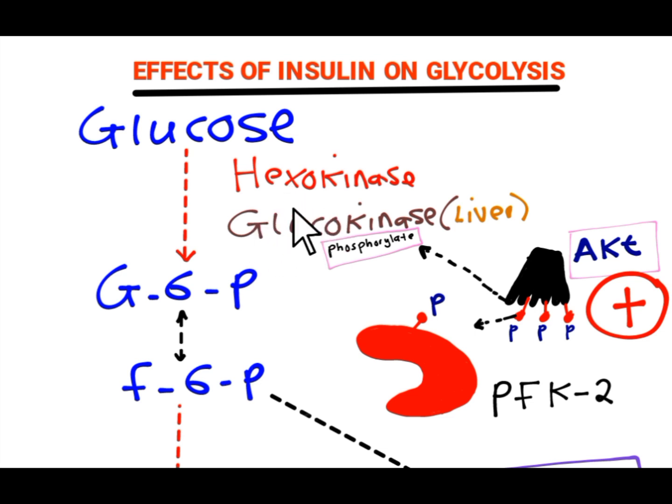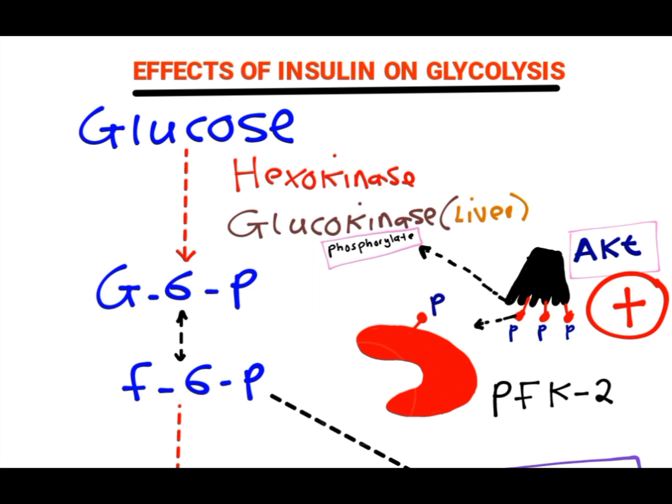The other thing that you should know about these enzymes is that hexokinase is not insulin sensitive. So hexokinase is not controlled by insulin. Glucokinase is controlled by insulin. Glucokinase is found in the liver and the beta cells. Hexokinase is found in all other cells apart from those two. Now, how is glucokinase controlled by insulin?